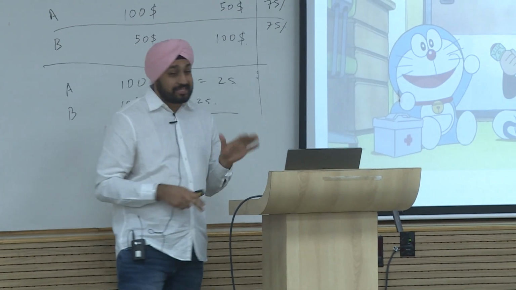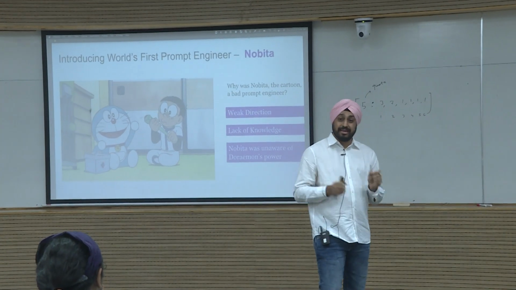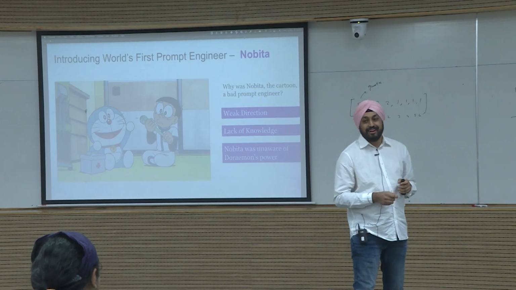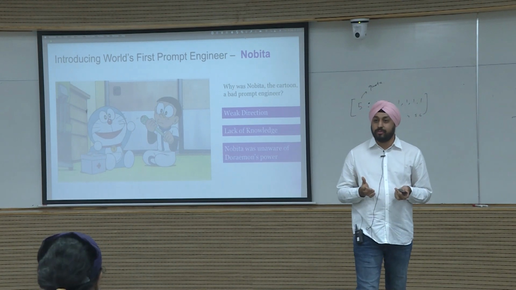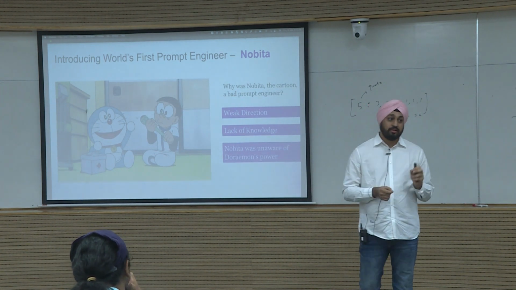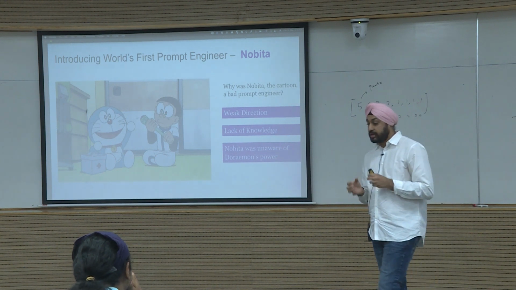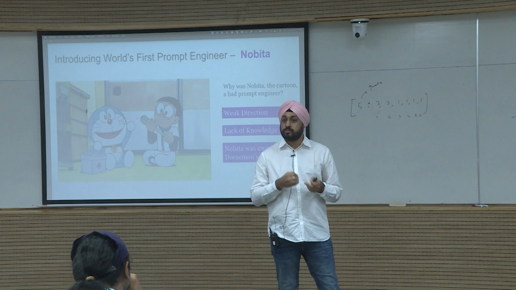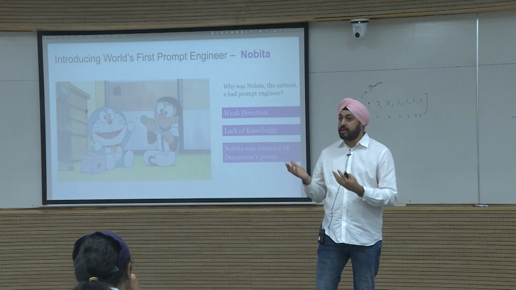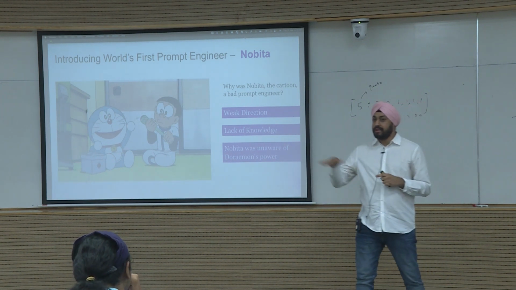I'll give you a glimpse of it, and before I do that, this is the fundamental cartoon Doraemon, right? The worst prompt engineer. I've written the first prompt engineer, but it's the worst prompt engineer. Nobita never knew what to ask for. And every time, Doraemon used to give a different gadget to solve Nobita's problems, which he did not know how to use then. So weak direction, lack of knowledge, and the most important part, Nobita was unaware of Doraemon's power. So he never asked for the thing that could solve his problem, right? He always used to let Doraemon figure out a tool which would not solve his problem, or sometimes, in some cases, increase the problem. So we'll start with the level Nobita and improve from there today.